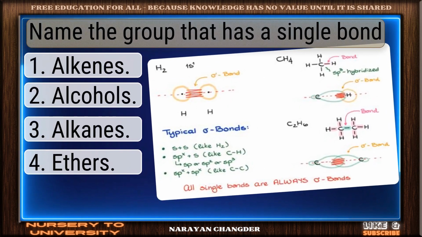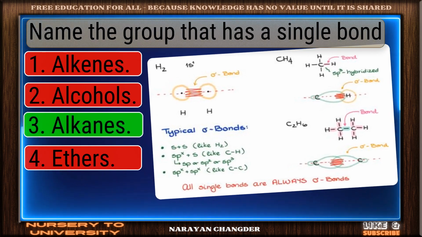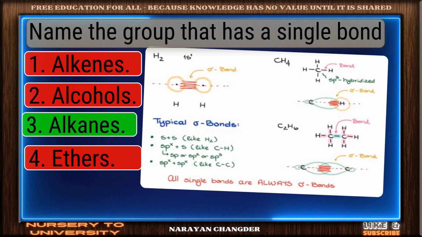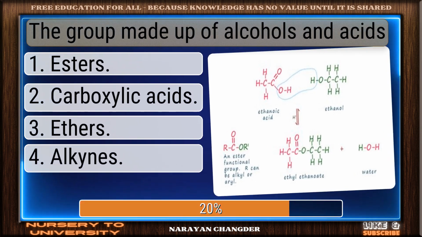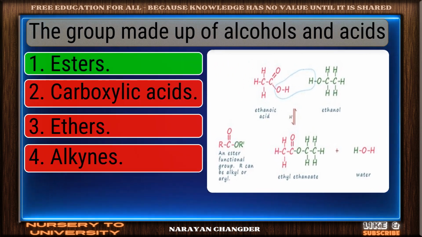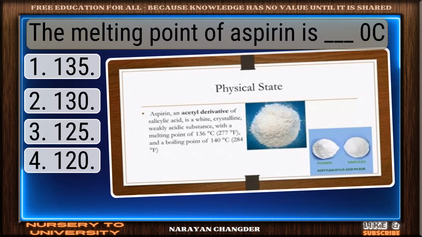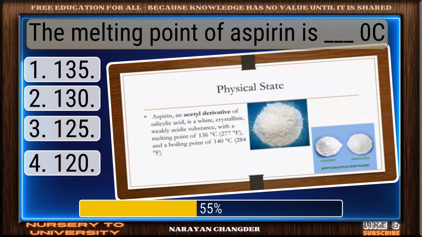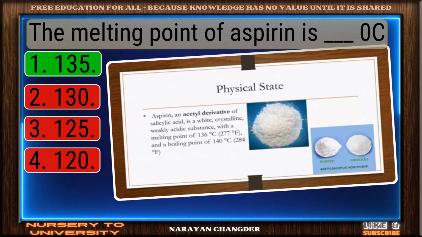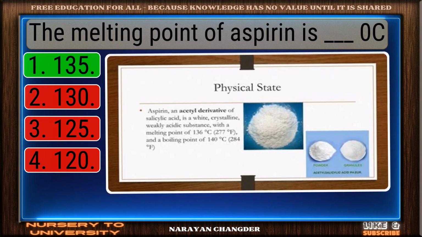Name the group that has a single bond. Smart pick. Alkanes is the correct choice. The group made up of alcohols and acids. On track. Esters is the correct answer. The melting point of aspirin is dash degrees C. Well reasoned. 135 is the correct choice.